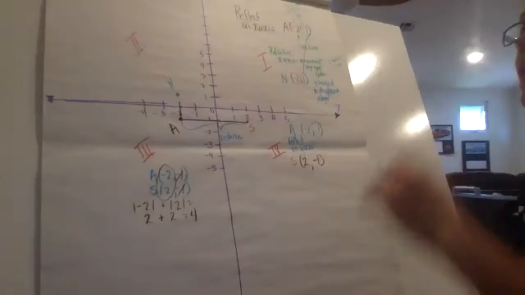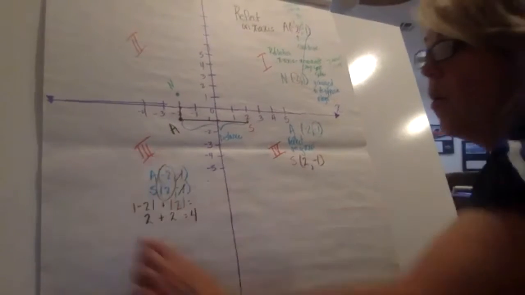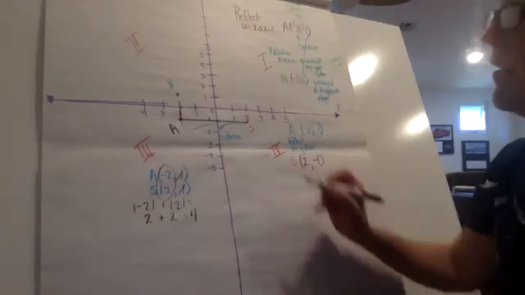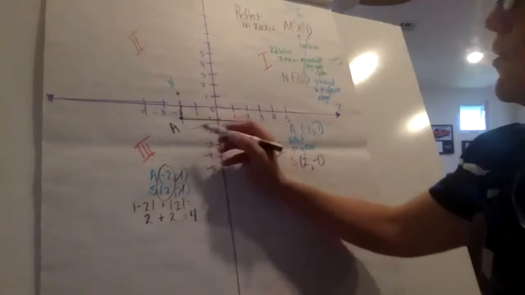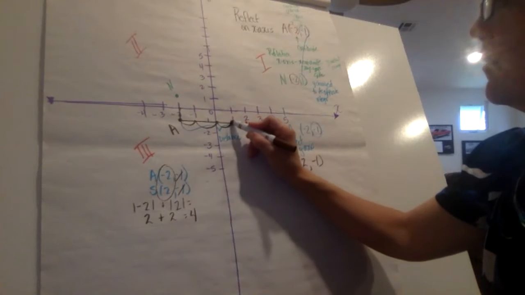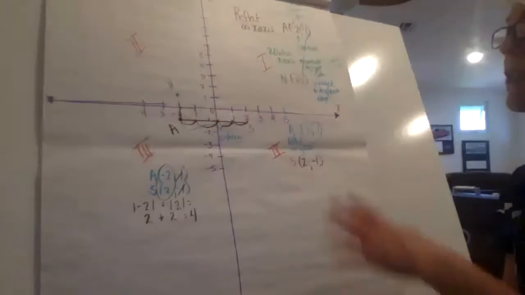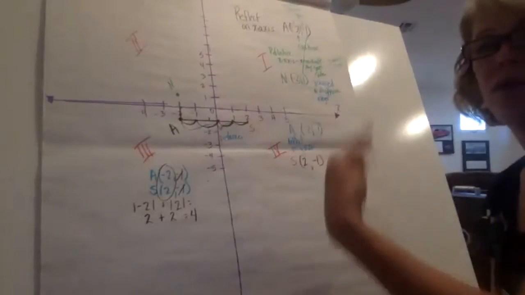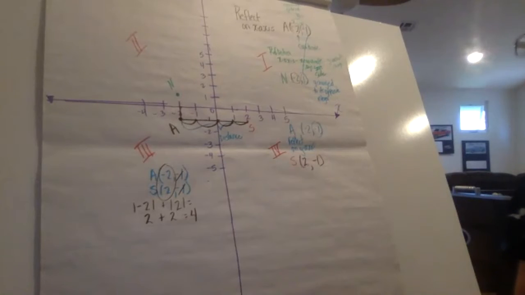I always want to look for another way to check something. One way was doing it this way. Another thing, these are the 2 points, I could just count 1 unit, 2 units, 3 units. Yes, they are 4 units apart. But now I've checked it 2 different ways and I've got the same answer, so I'm feeling really good about my answer right now. Anybody have any questions about reflecting on an axis?